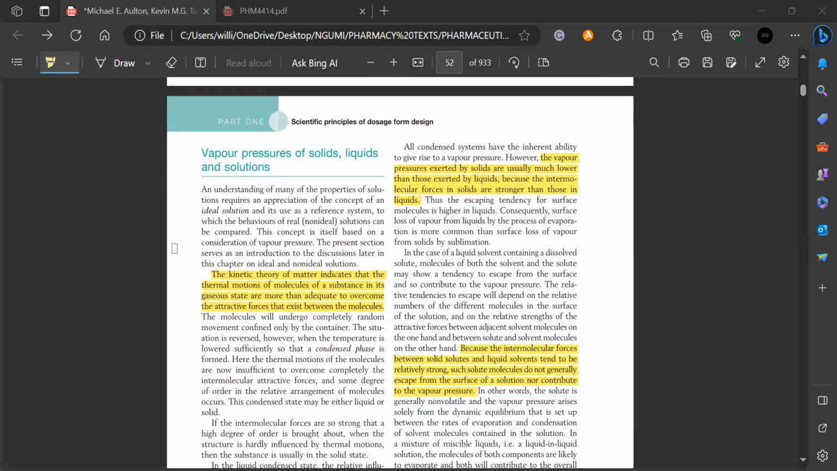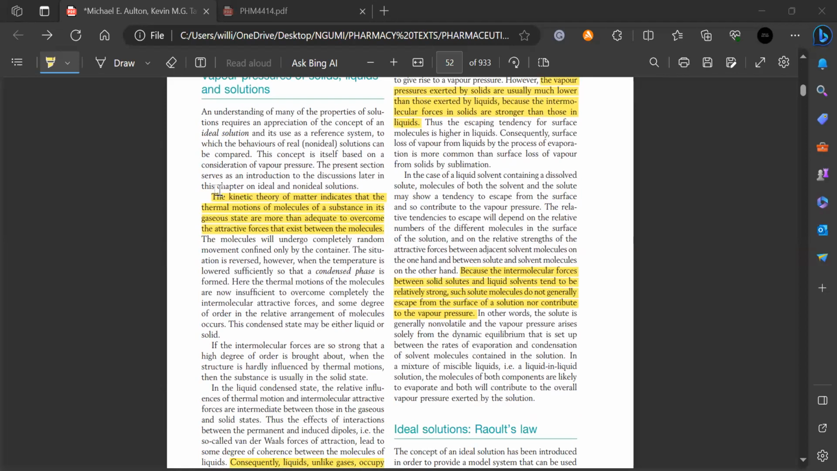So first thing we look at is vapor pressures and how they affect the solutions. I'll start by stating the kinetic theory of matter, which indicates that thermal motions of molecules of a substance in a gaseous state are more adequate to overcome the attractive forces that exist between molecules. Let me repeat that. The kinetic theory of matter indicates that the thermal motions of molecules of a substance in gaseous state are more adequate to overcome the attractive forces that exist between the molecules.